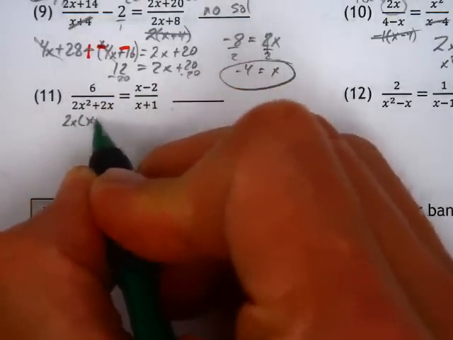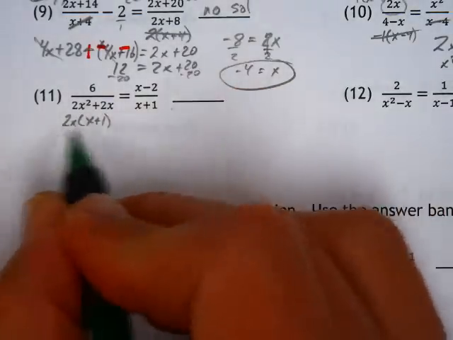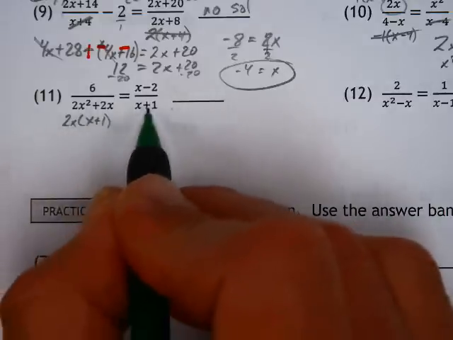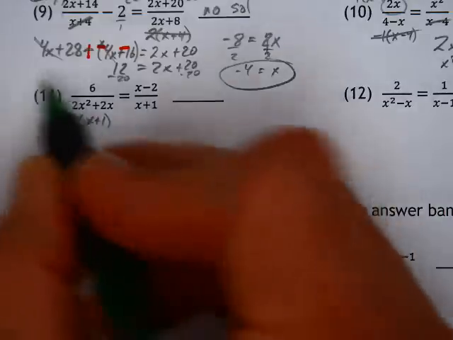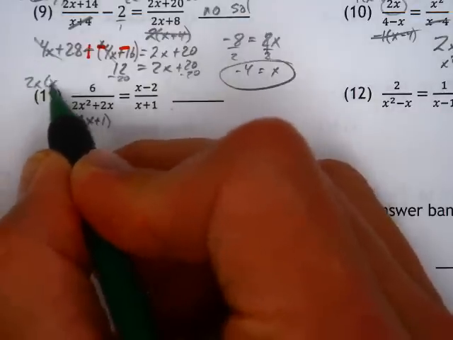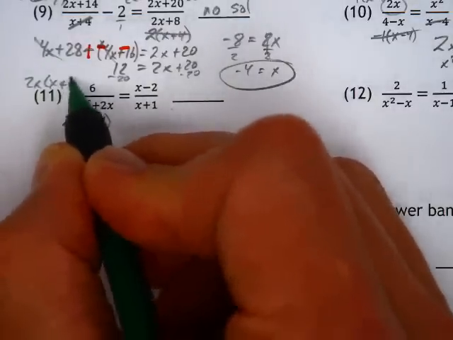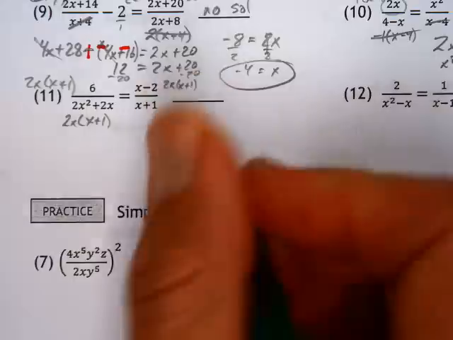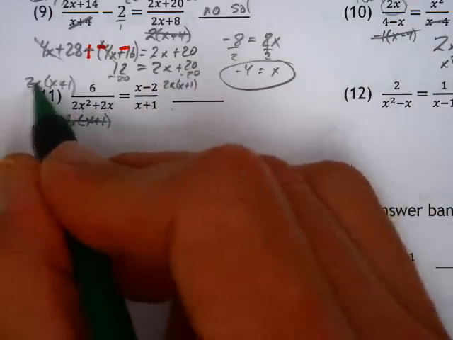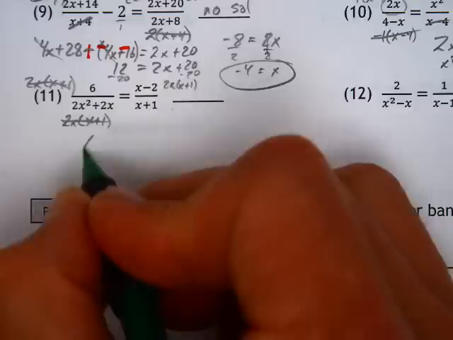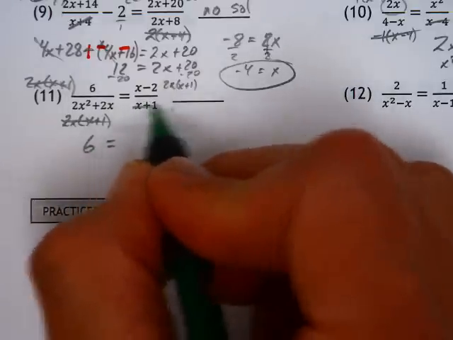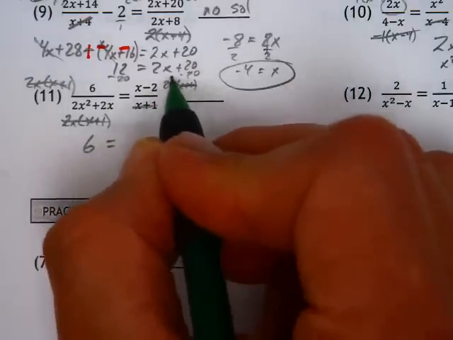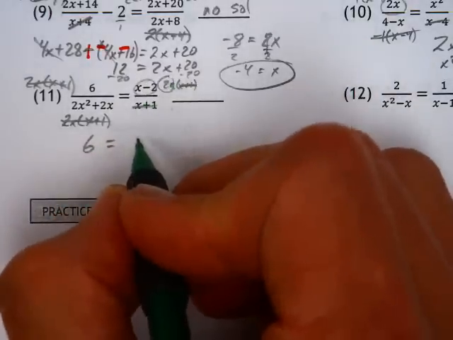So 2x times x plus 1, we see that this is the common denominator because it includes this, but it includes also the 2x. So if I multiply by 2x times x plus 1, and multiply this side by 2x times x plus 1, this entire thing cancels with that entire thing, and I'm left with just the 6, which is nice. This cancels with this.